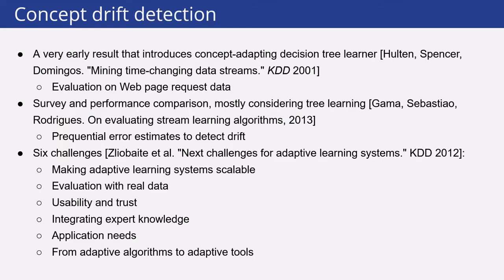To detect concept drift, a very early result that introduced the concept-detecting decision tree learner was by Hulten, Spencer, and Domingos in 2001. They evaluated their models with web page request data.